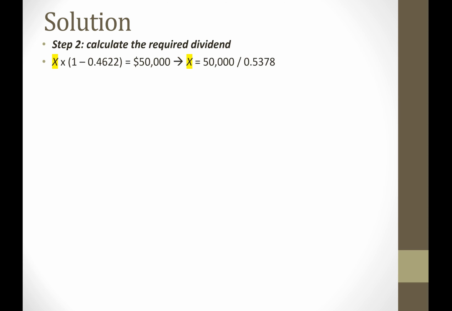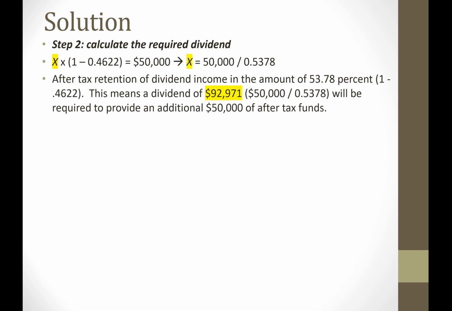Once we've determined that, then we can figure out how much dividend Nick would have to receive. So once again, simple math. X is the amount of pre-tax dividend, times 1 minus 0.4622. Remember, we said that for every dollar of non-eligible dividend that Nick is going to receive, he's going to have to pay 46.22%. And so the after-tax amount needs to be $50,000. We rearrange the formula and we calculate that Nick will require a dividend of $92,971 in order to have after-tax funds of $50,000.